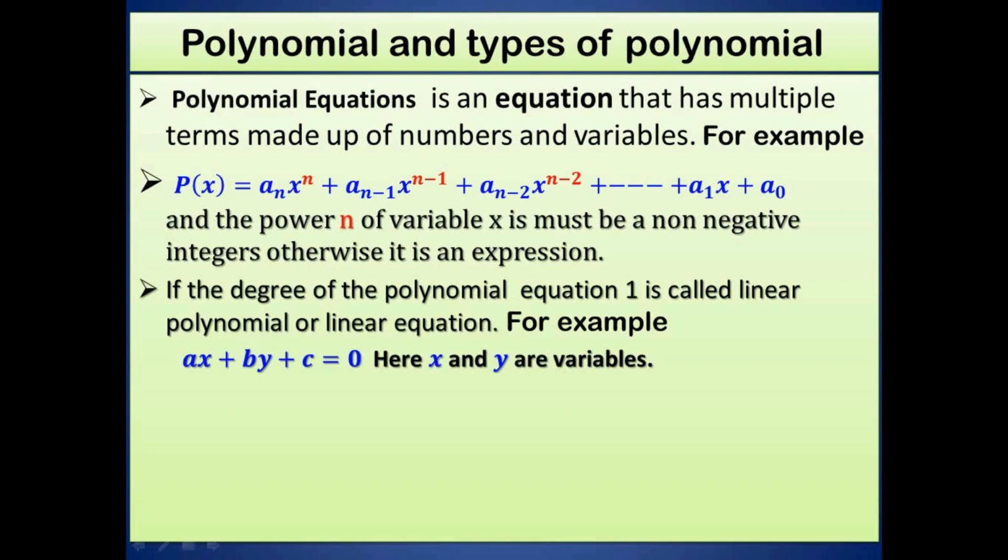a and b are called coefficients of x and y, and here c is called the constant. What is the difference between the coefficient and the constant? If the constant is multiplied with the variable, then it is called a coefficient. If the constant number is without a variable, then it is called a constant. So this is called a linear equation.